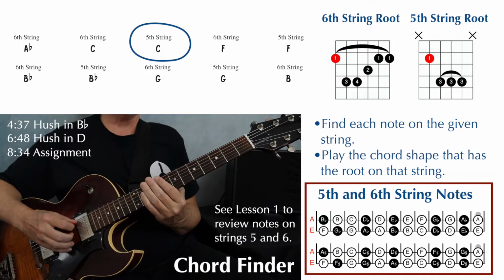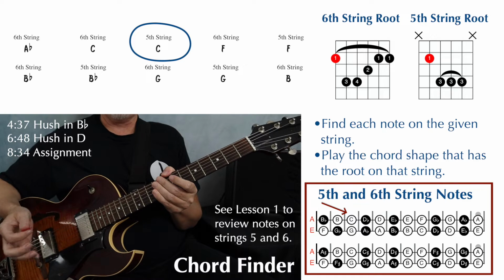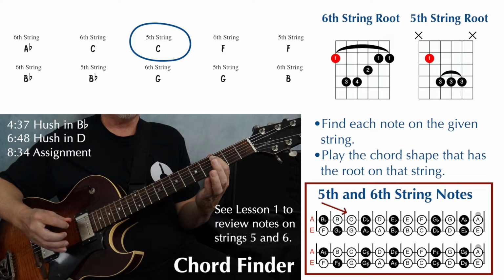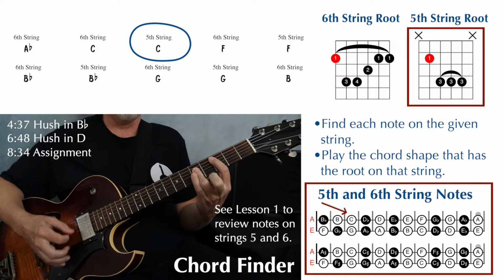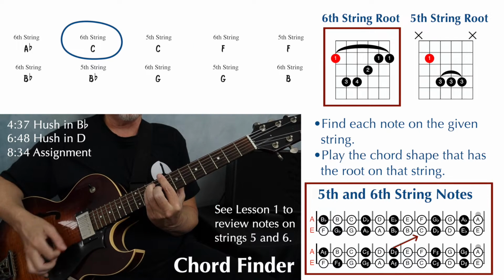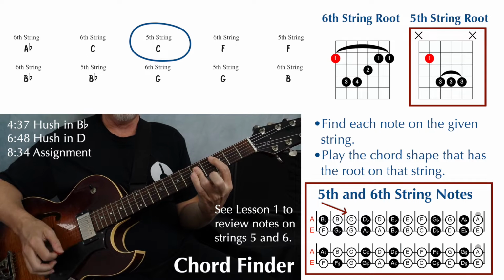Next we have a C major, but on the 5th string. So now we need to find our root, or in this case our C, on string 5. That's going to be at the 3rd fret. And this is on the 5th string, so we use our 5th string shape. So you can play a C major here at the 8th fret on the 6th string. You can play a C major here at the 3rd fret on the 5th string.